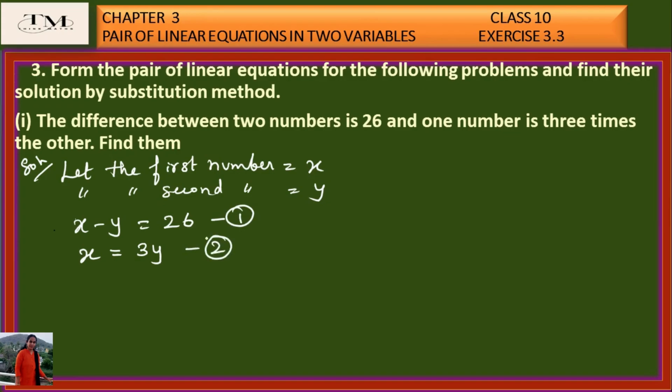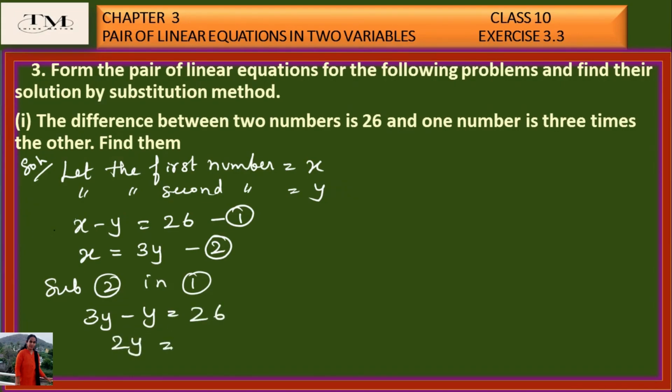Now the next step is we have to solve the equations. So we got x is equal to 3y. So we can substitute 2 in 1. So instead of x, 3y minus y equal to 26. So 3y minus y is 2y. 2y equal to 26. So y is equal to, so let me write on top.